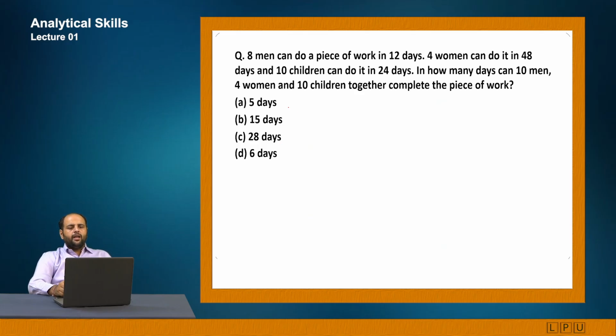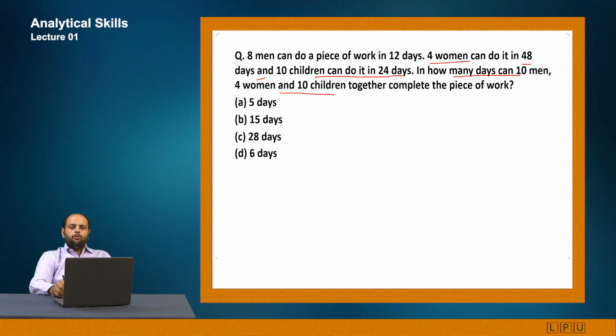8 men can do a piece of work in 12 days. Then similarly, 4 women can do it in 48 days, and 10 children can do it in 24 days. So in how many days will 10 men, 4 women and 10 children together complete the piece of work?